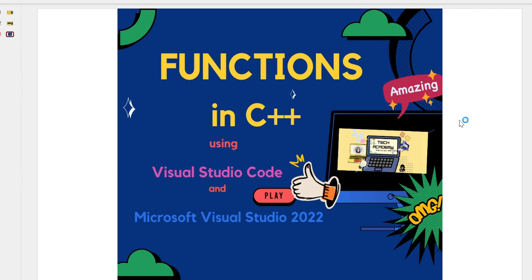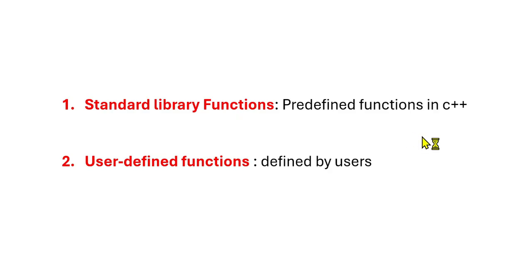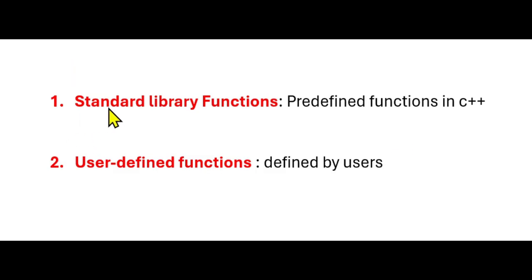Because of that, the program will be very easy to read and easy to understand, and these codes will be reusable. See, this block of code will be reusable. So functions are reusable in C++. If you talk about functions, there are two types of functions in C++. First are the standard library functions, and the other ones are user defined functions.